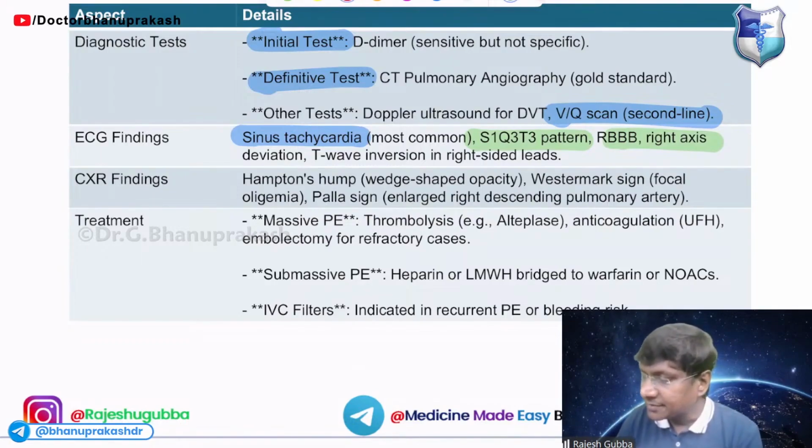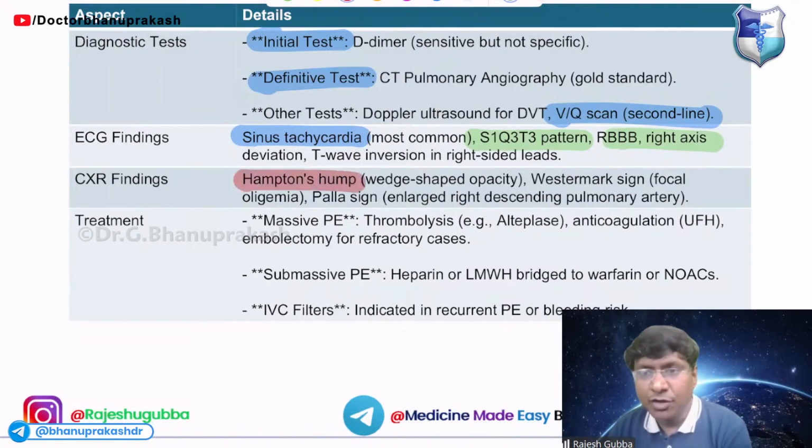What will be the chest X-ray finding? The chest X-ray finding will be in the form of the Hampton hump, where there will be a wedge-shaped opacity. Westermark sign, that is focal oligemia. Palla sign, where there will be an enlarged right descending pulmonary artery. That will be the chest X-ray finding.